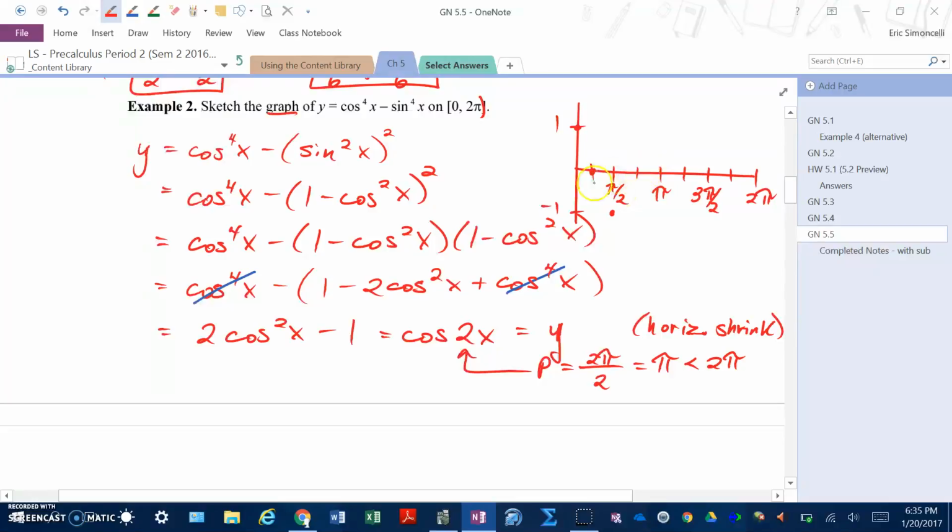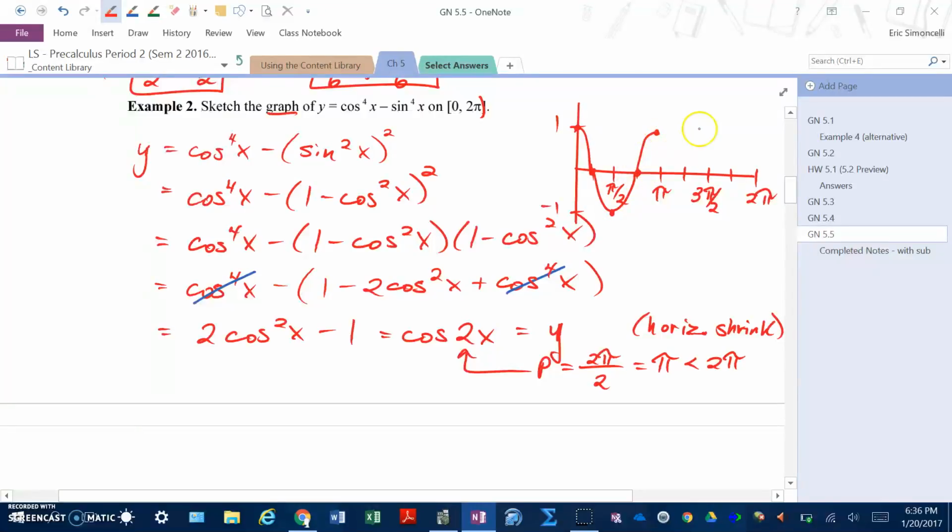Plugging in the next increment, so I was plugging in fourths, 1/4, 2/4, 3/4. So 3 pi over 4 times 2 is simply 3 pi over 2, the cosine of that being 0. And then if we plug in pi, cosine of 2 pi is just 1. So this reflects, again, just one period.